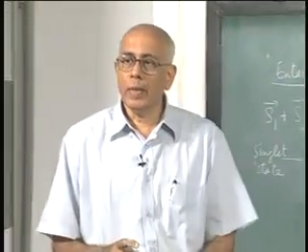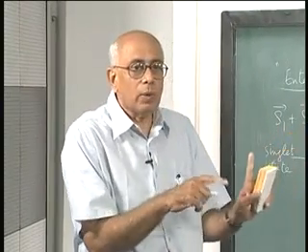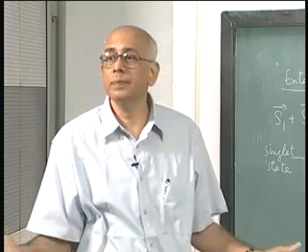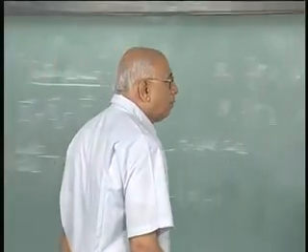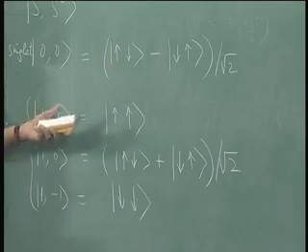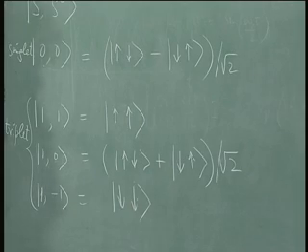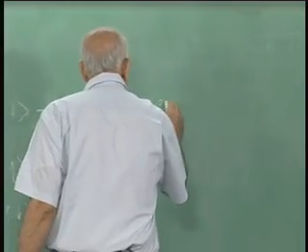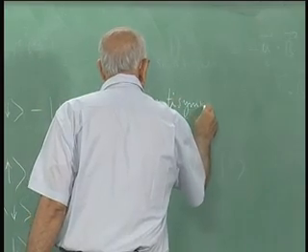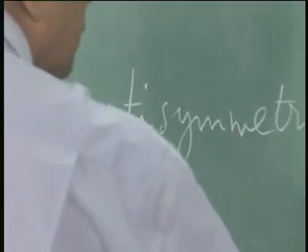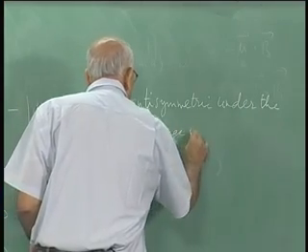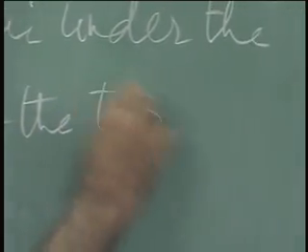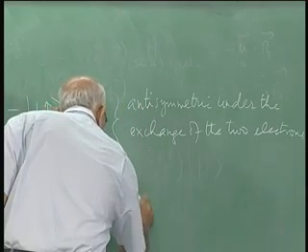Now you could ask, why did I choose up down minus down up? Why didn't I choose down up minus up down? It just multiplies it by a phase factor, it does not do anything to it. Multiplying this by any complex number of unit modulus does not do anything to the state, it is exactly the same state. So this is antisymmetric under the exchange, and this guy is symmetric.